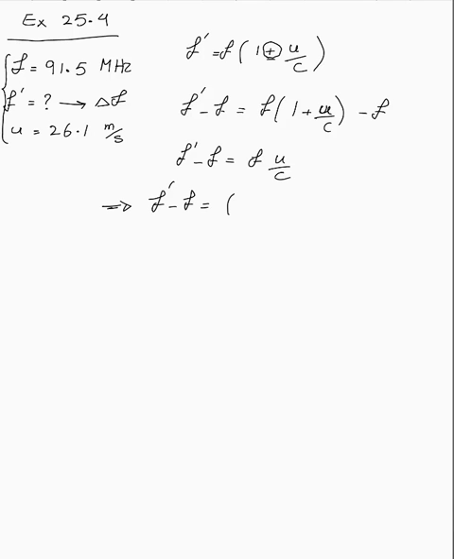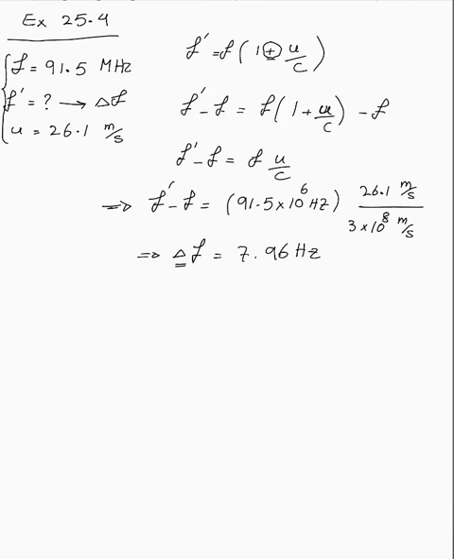I'm going to convert the megahertz to hertz by multiplying by 10 to the power of 6, and then times 26.1 meters per second divided by 3 times 10 to the power of 8 meters per second. The change in frequency, this delta stands for change, is going to be 7.96 hertz.